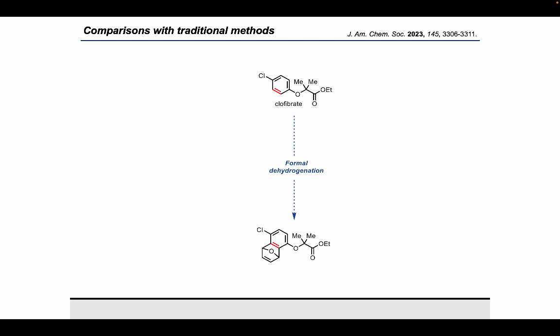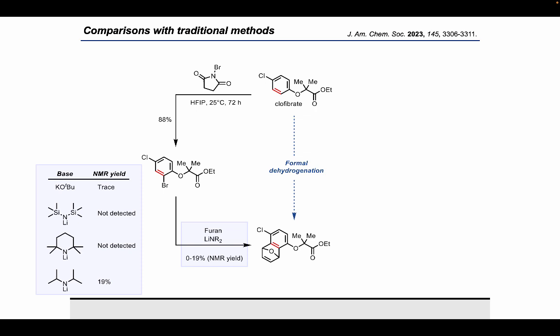In further demonstrating the functional group compatibility of this method, we use clofibrate to directly compare our formal dehydrogenation with the more common method of arene synthesis, that is aryl halide elimination using strong base. For the latter method, clofibrate was first brominated using N-bromosuccinimide and hexafluoroisopropanol to afford the corresponding brominated clofibrate analog in 88% yield after chromatography. The product was then treated with furan and various bases in attempts to generate and observe the oxabicyclic cycloaddition product via proton NMR of the crude reaction mixture.